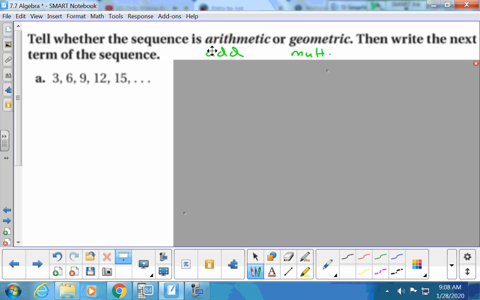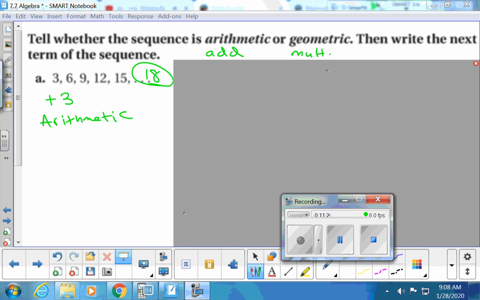3, 6, 9. They're adding 3 each time, so that means arithmetic, when they add the constant amount each time. And what would the next term be? 18. That's all you needed. Why would you need a formula for that? All right, we're going to go on pause and do board buddies on the next one.